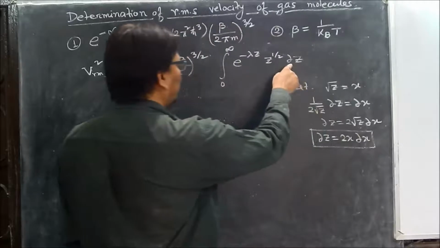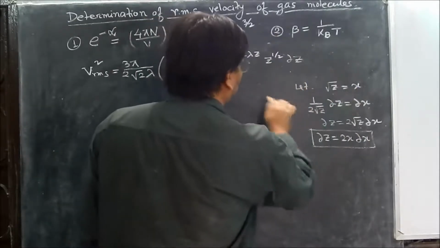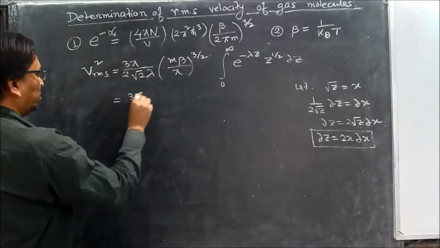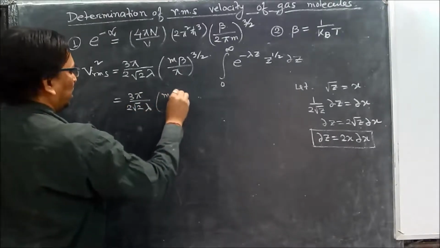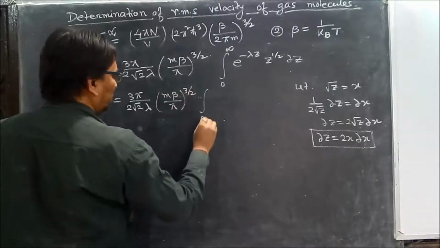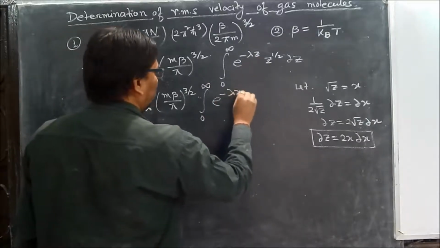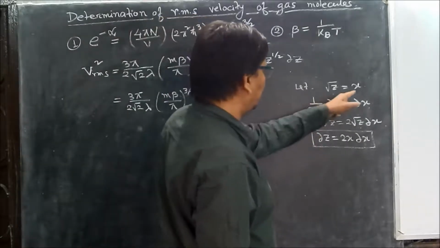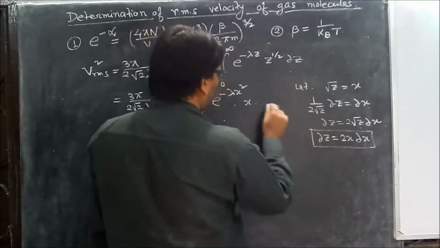Okay, so we have to change it here, and the value of z will be actually x square, and the limit will not be changing because this is 0 to infinity. Okay, so no problem. So this will be 3 pi by 2 root 2 lambda m beta by pi whole to the power 3 by 2 integration 0 to infinity e to the power minus lambda x square, and z to the power half. So z to the power half is actually your x. So this is 1x, and del z is equal to 2x dx.